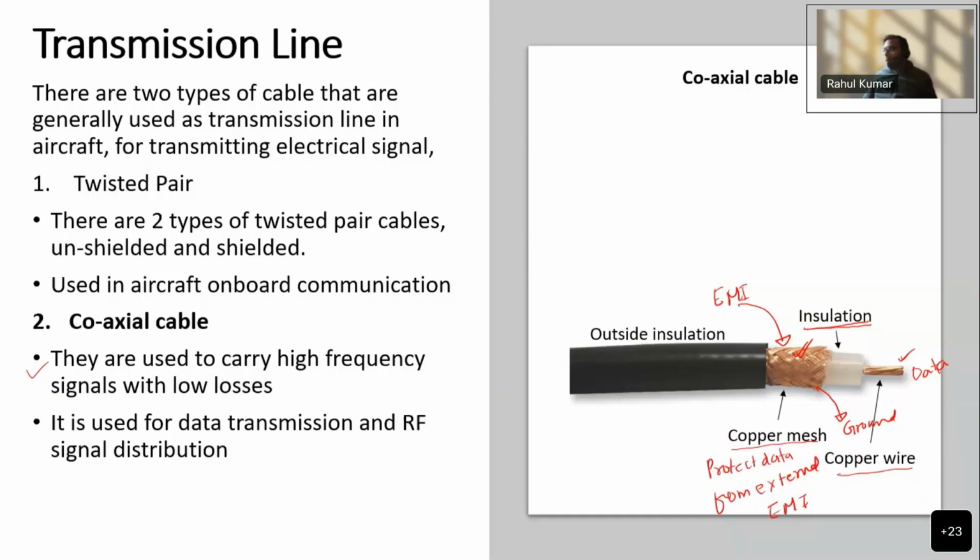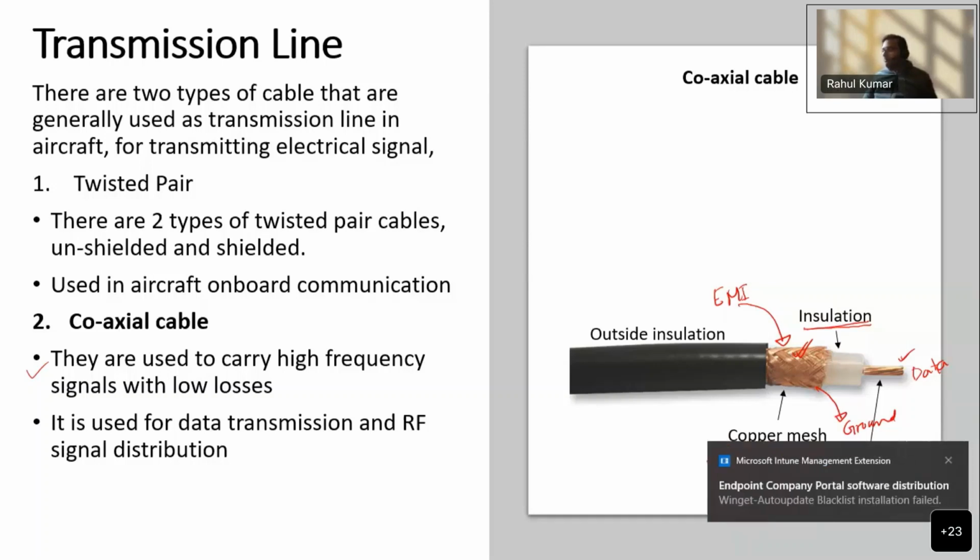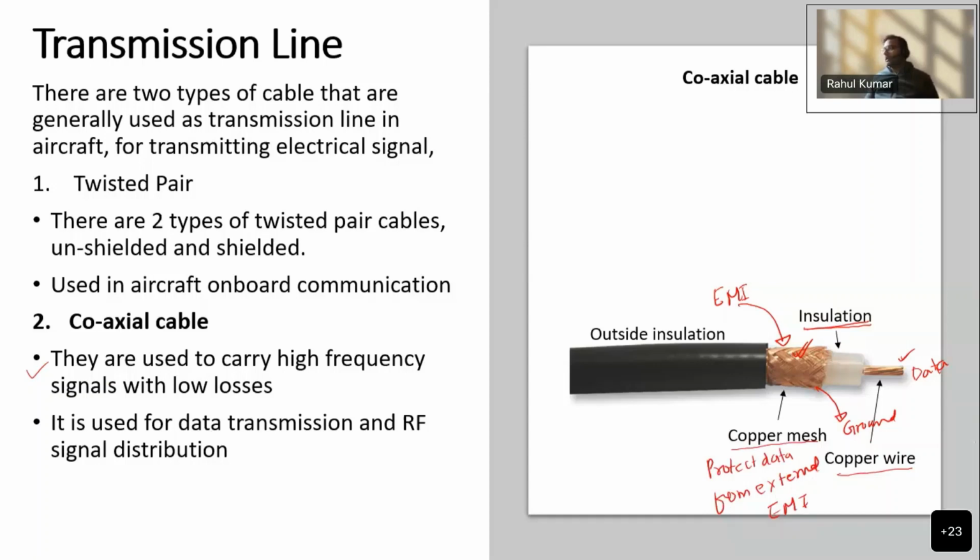So in most aircraft, we generally use shielded twisted pair cables for long transmission, and sometimes we also use coaxial cable, but shorter lengths of coaxial cables are used, not very long.